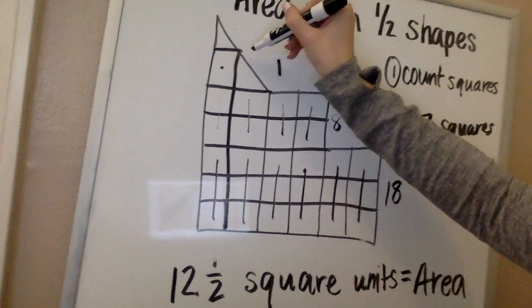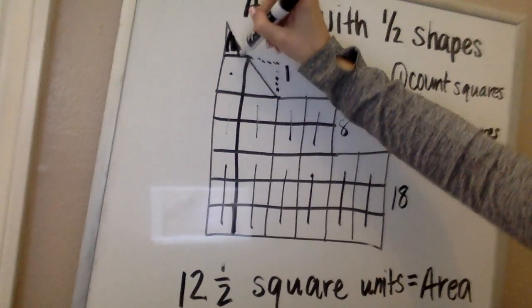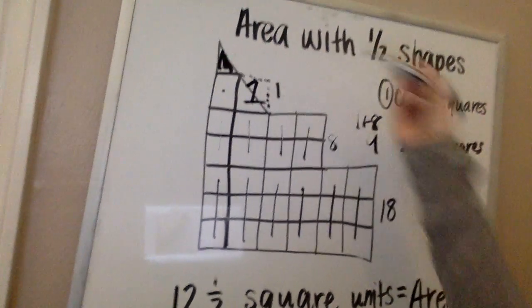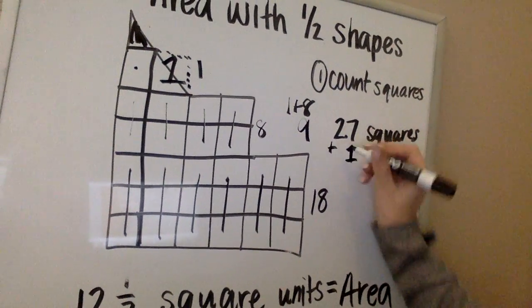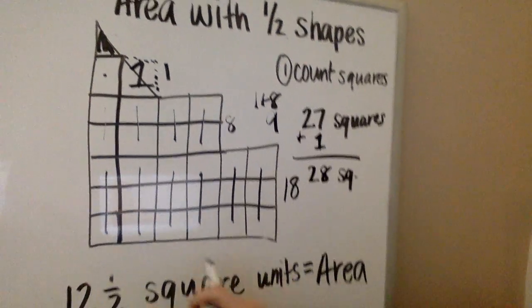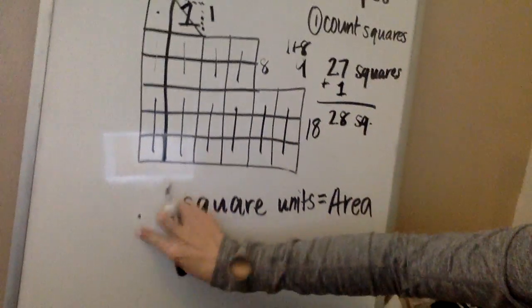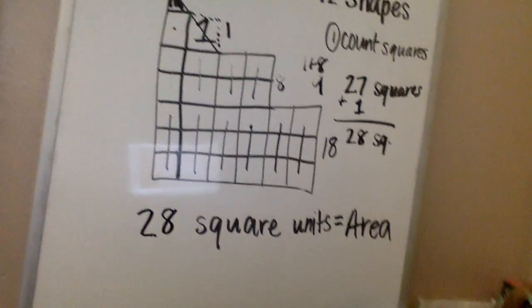Again, if we shut our box like from the last video, I'm going to color it in so I know I used it. I know that makes 1 more square. I have 27 plus 1. Now I'm going to have 28 squares. So my area is now 28 square units.